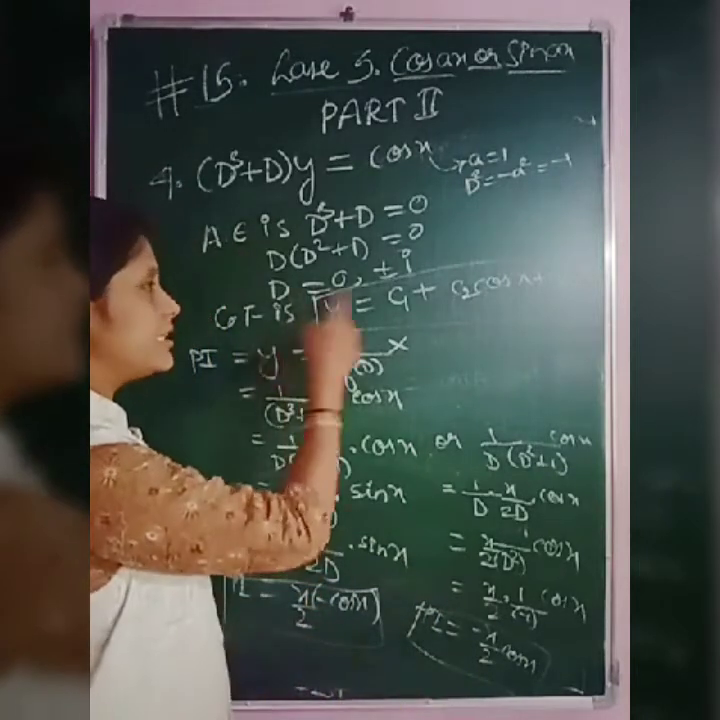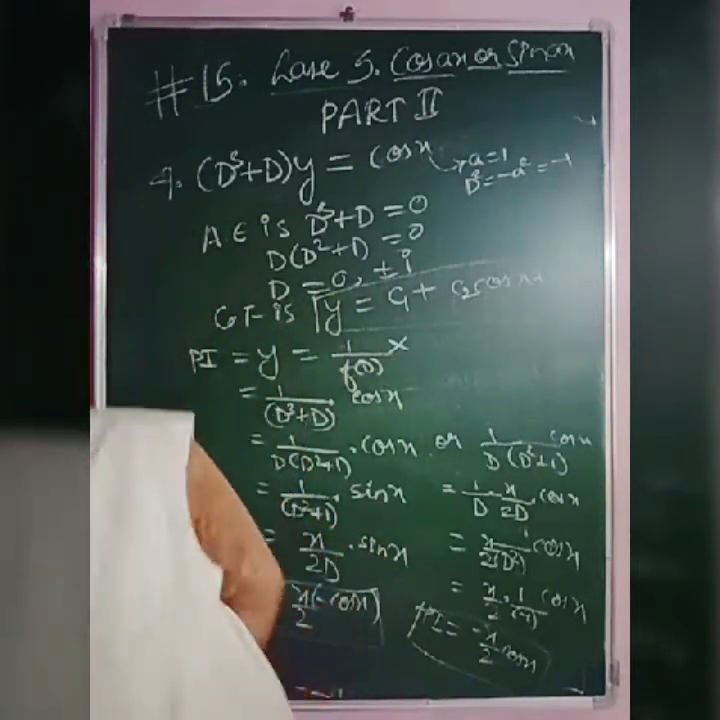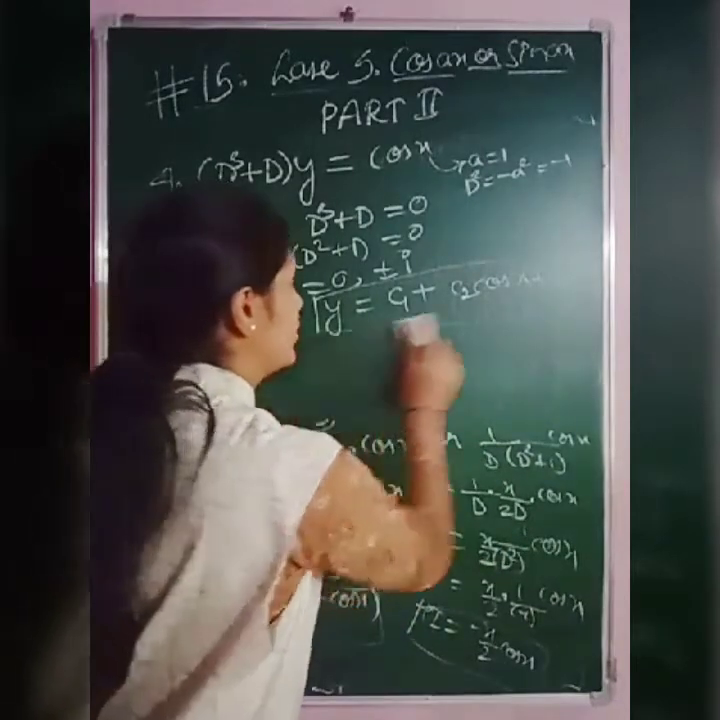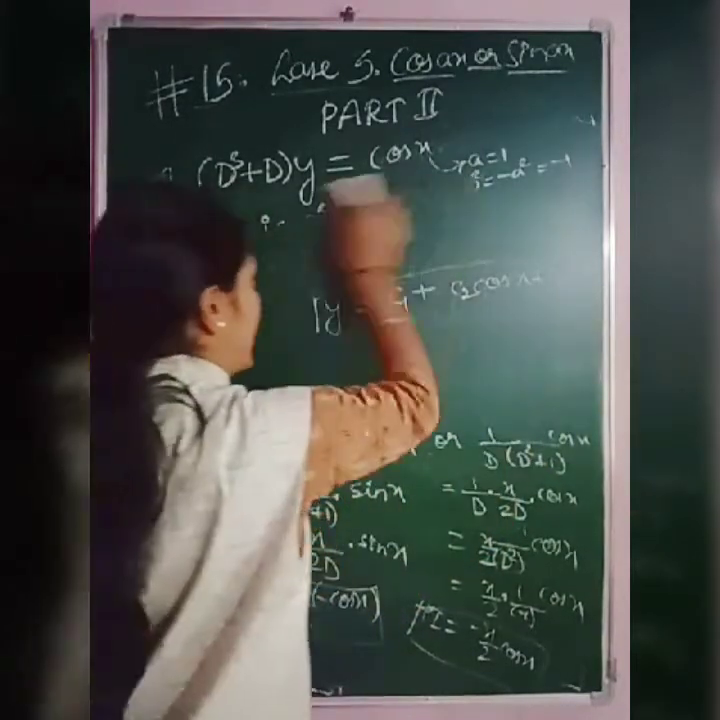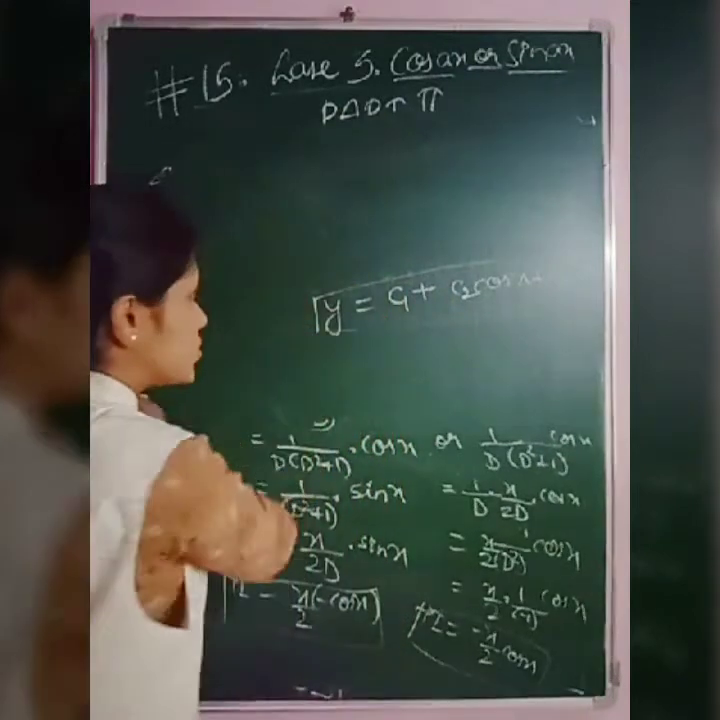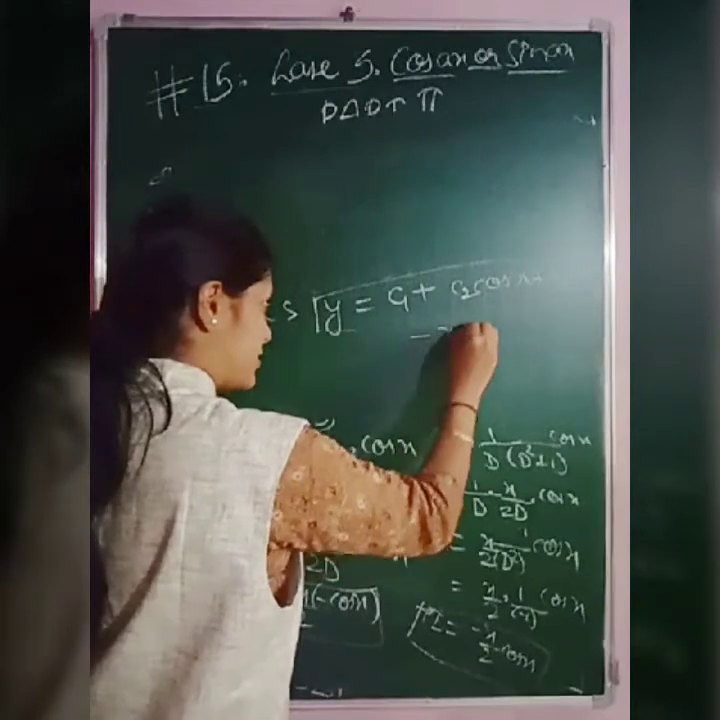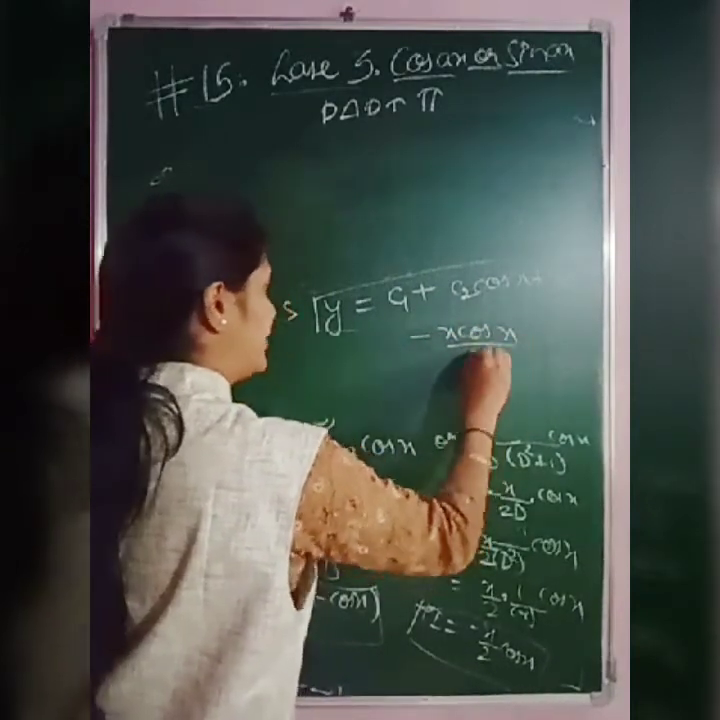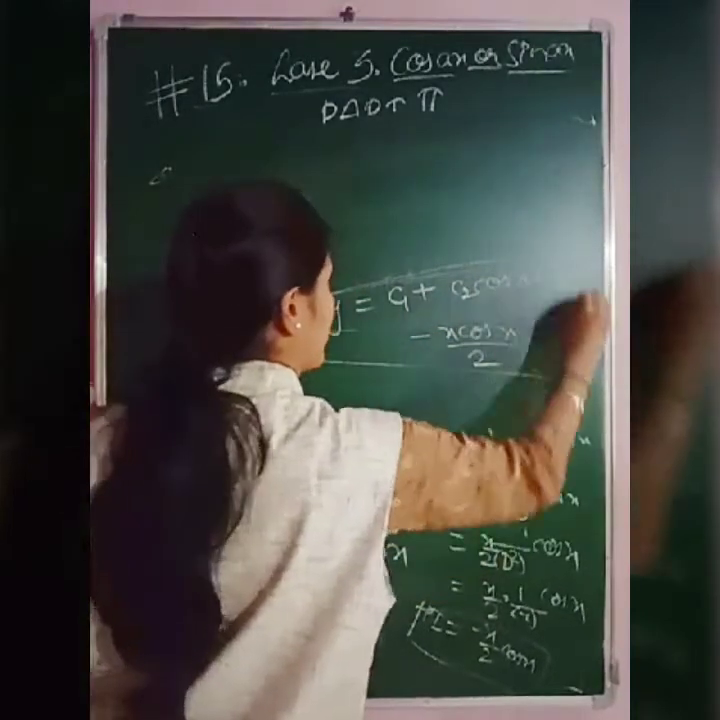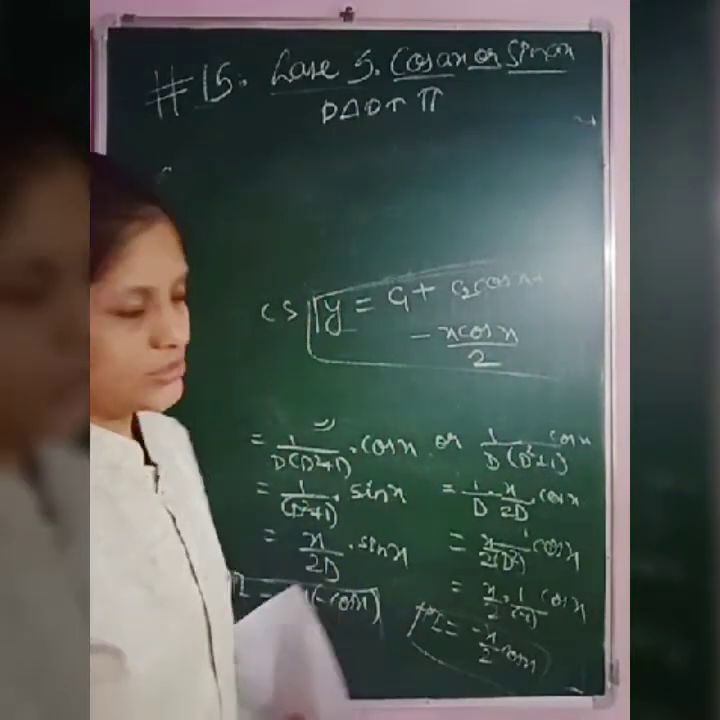Complete solution is y equal to CF plus pi. So CF already we have found. Add pi to that. So complete solution is this, minus x cos x by 2. So this is our solution.